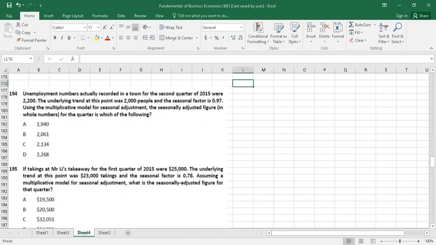Unemployment numbers actually recorded in a town for the second quarter of 2015 were 2200. The underlying trend at this point was 2000 people and the seasonal factor is 0.97. Trend is 2000, seasonal factor is 0.97. Using the multiplicative model for seasonal adjustment, the seasonally adjusted figure for the quarter is which of the following? We have to use the multiplicative model for seasonal adjustment.